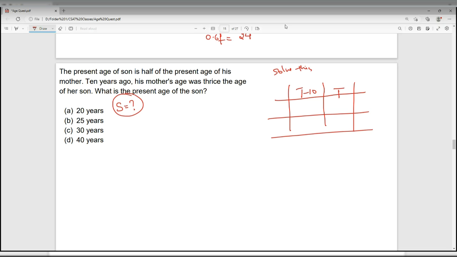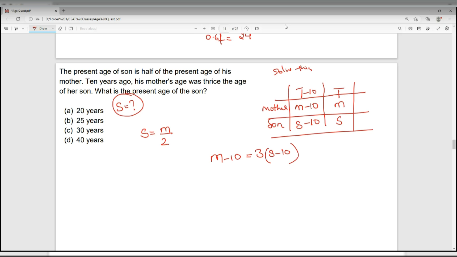So we have mother and son. We have 2 characters here. Let mother's age be m and son's age be s. And 10 years back, their ages are m minus 10 and s minus 10. The present age of the son is half of the present age of his mother, so s is equal to m by 2 is one equation. Then 10 years ago, his mother's age was thrice the age of her son. 10 years ago, the mother's age was m minus 10, that is equal to thrice the son's age, 3 times s minus 10.